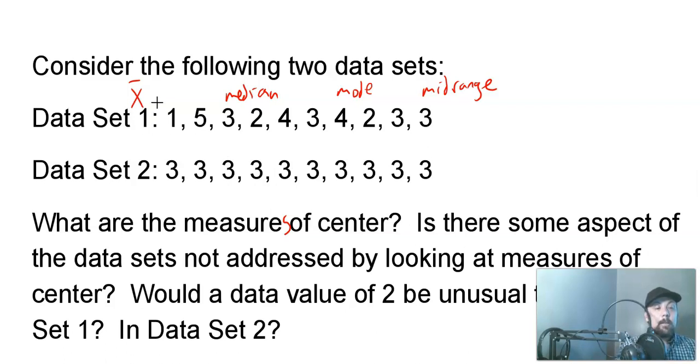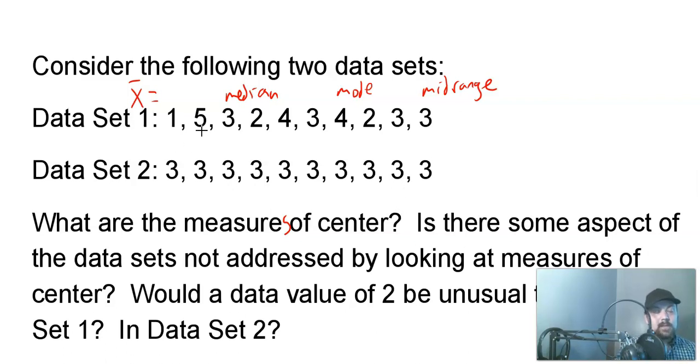Now, to calculate the mean of data set number 1, remember what we have to do. We have to add up all of these values. I believe there's 10 here: 1, 2, 3, 4, 5, 6, 7, 8, 9, 10. Looks like 10. I don't want to bother grabbing a calculator. Let's see if we can just do this without a calculator.